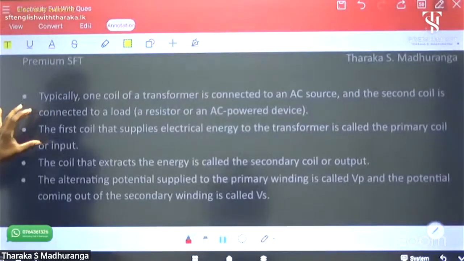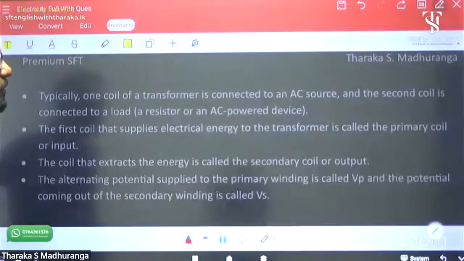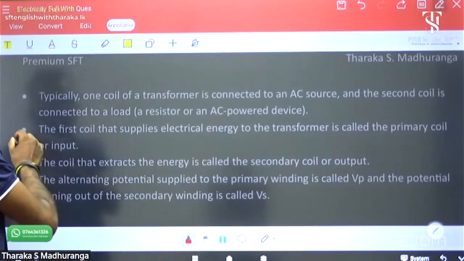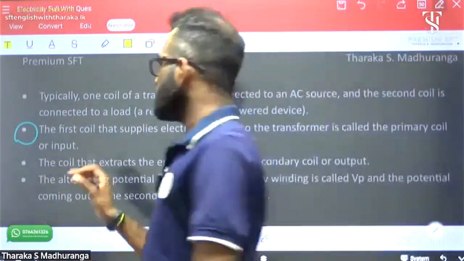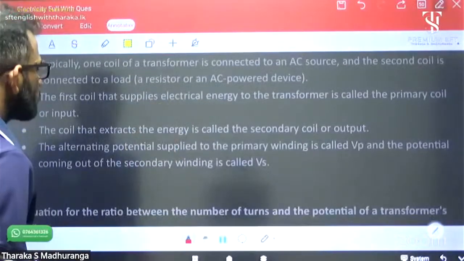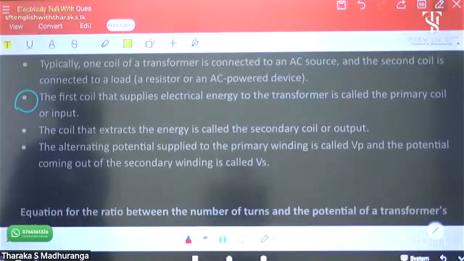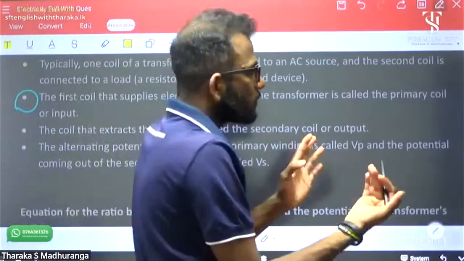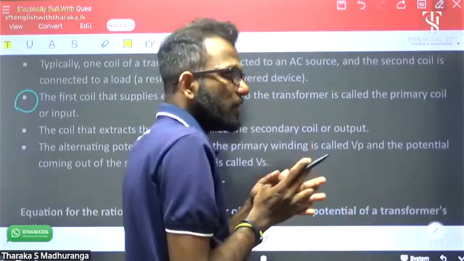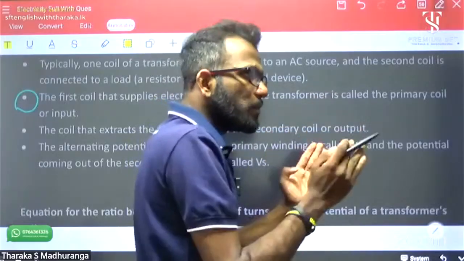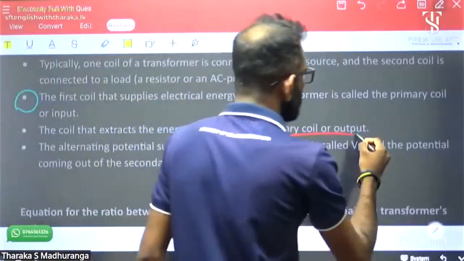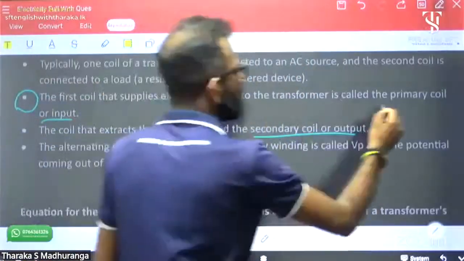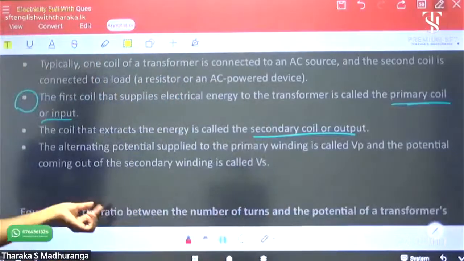The coil that supplies electrical energy into the transformer is called the primary coil or input coil. Yes, that we already discussed. Primary coil or primary winding. The coil that extracts the energy is called the secondary coil or output. That's the secondary coil or secondary winding. The input is always the primary. The output is the secondary. Remember.